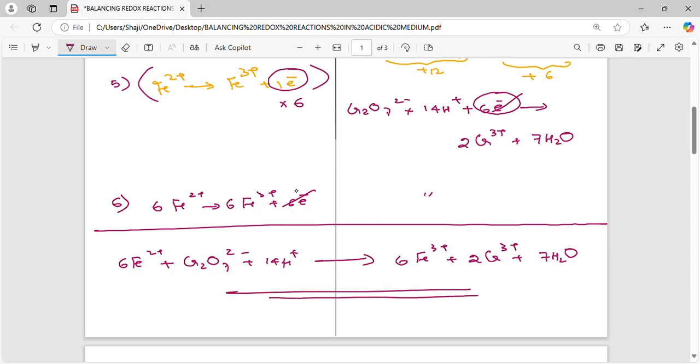So this is how we balance a redox reaction in acidic medium by using the half reaction method.